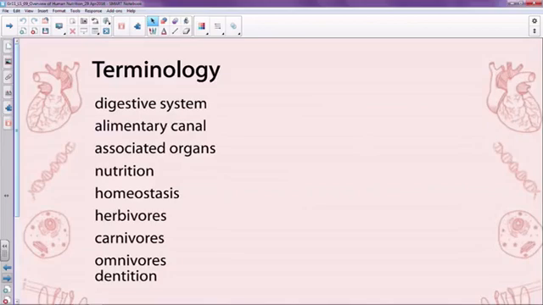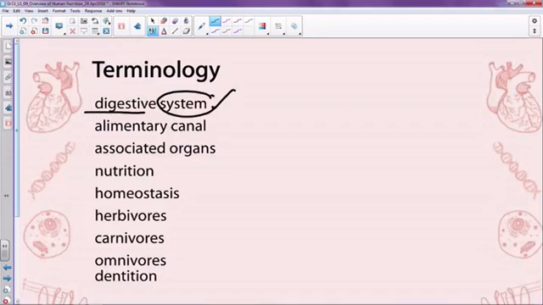What are some of the main terminology that we're looking at today? We've got to look at what the digestive system is. And what do we mean by the term digestive system? Obviously it's the system, so we're dealing with a collection of organs that perform a specific function. And when we look at digestive, it refers to a system that is responsible for the process of digesting, processing food.